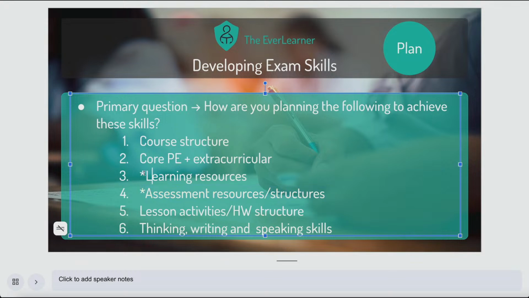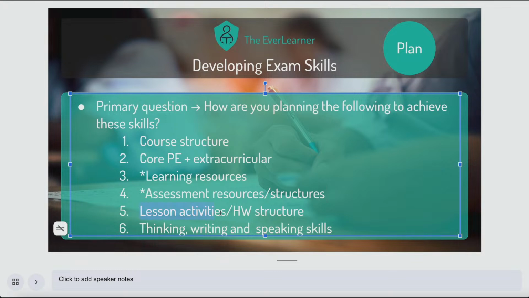Now notice I've got a little asterisk next to these. There's no reason why these two things can't be one and the same. I write about this quite commonly, but anyway, thinking about assessment resources and structures, these could involve exam practice, mock exams, end of unit tests, spot testing, retrieval practice, et cetera.